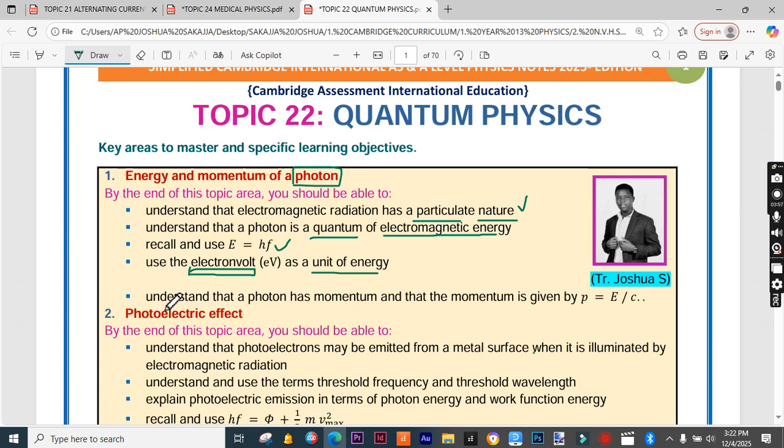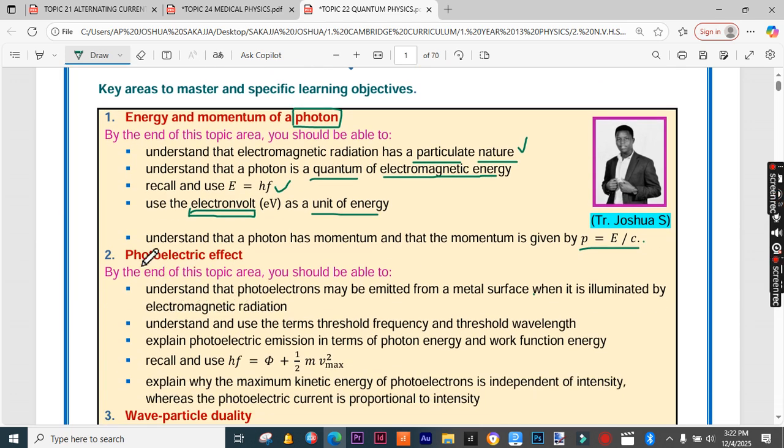Then the last part is to understand that a photon has momentum, and the momentum is given by p equals E over c. E is the energy of a photon, c is the speed of light, which is a constant. Now the next part is about the photoelectric effect, which comes from photo meaning light. Electric effect means ejection of surface electrons by use of electromagnetic radiation.